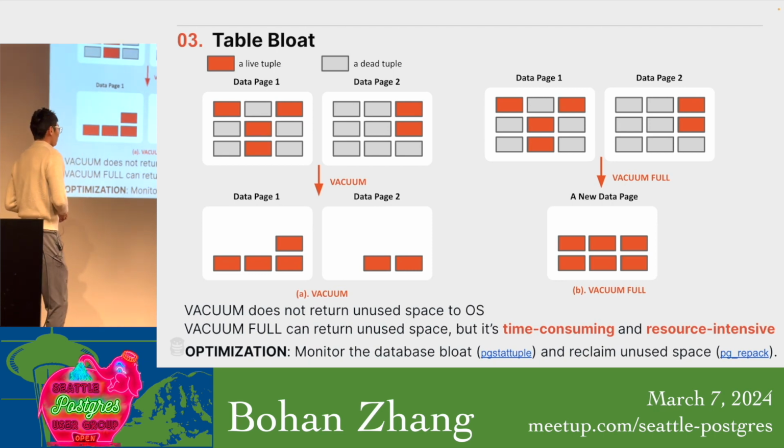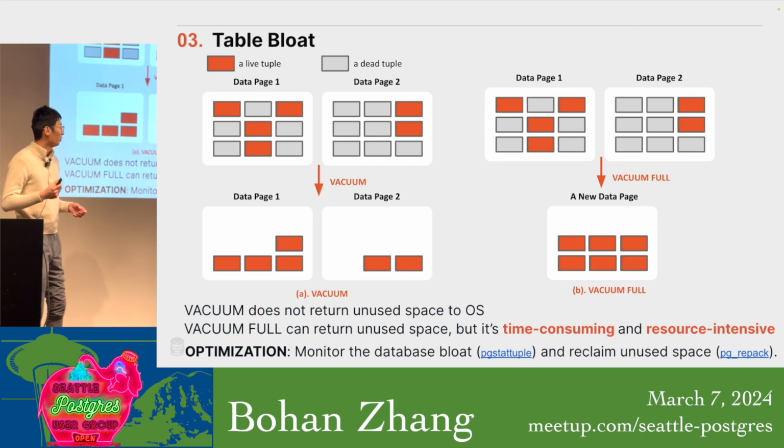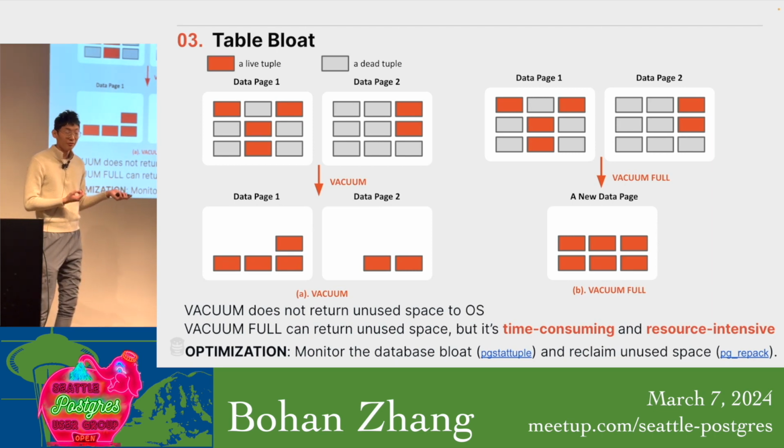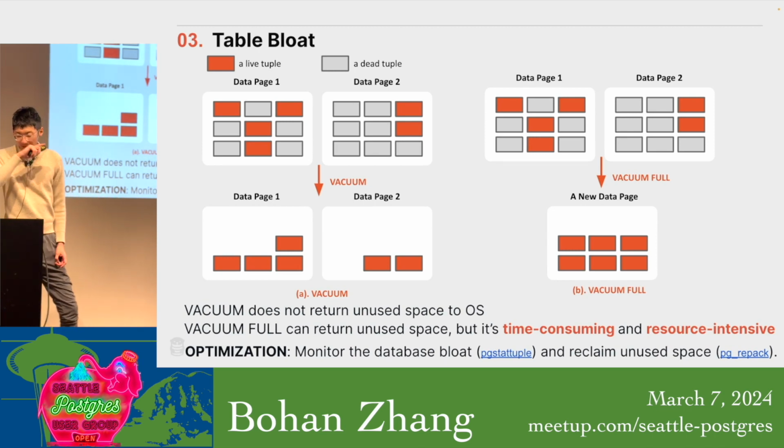So for this, we should monitor database bloat using some statistics. For example, I think there is an extension called pgstattuple, so we can get the bloat ratio for the tables. We should continuously monitor the table bloat. And if the table bloat is large, which means there are too many dead tuples in the table, we want to reclaim unused space using vacuum full. There is also a package called pg_repack. That one is an online version of vacuum full, so when you use it, it will not block other operations. So this is a table bloat problem and some optimizations for it.